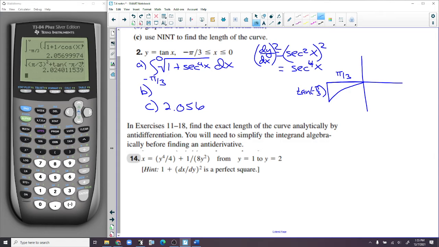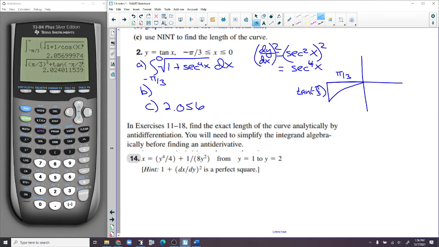Number 14 I used to assign, but I don't know. It's more of an exercise in algebra. So let's give it a try. We'll just do it here and then you don't have to worry about it in the assignment. Step 1: it says, find the exact length of the curve analytically by antidifferentiation. You will need to simplify the integrand algebraically before finding an antiderivative. In other words, we're going to do this by hand. And it's quite the algebraic gymnastics that we get to go through with this one.